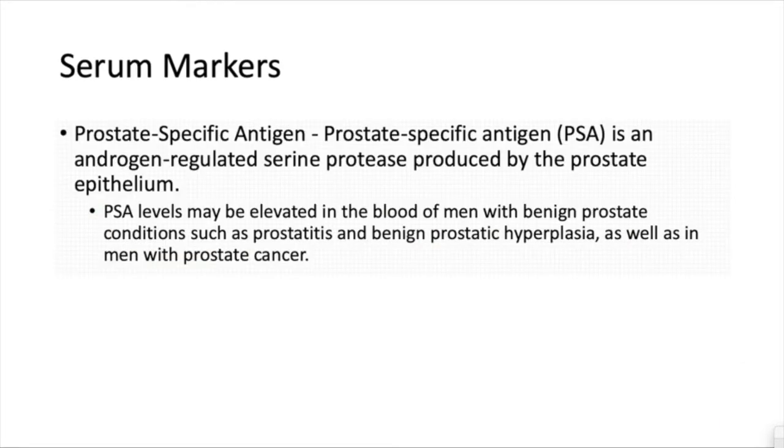Then there are serum markers. The first is prostate specific antigen, PSA. It is an androgen regulated serine protease produced from the prostate epithelium. So PSA is mainly produced from the prostate epithelium, and PSA levels can be elevated in the blood of men with benign prostate conditions such as prostatitis and benign prostatic hyperplasia, as well as men with prostate cancer.